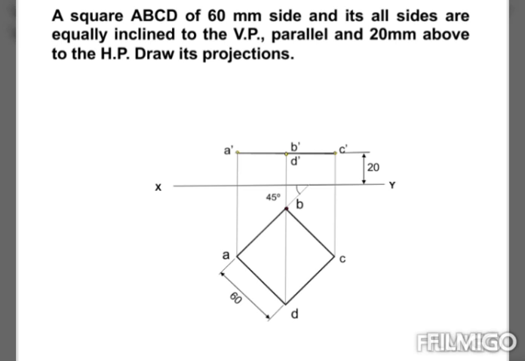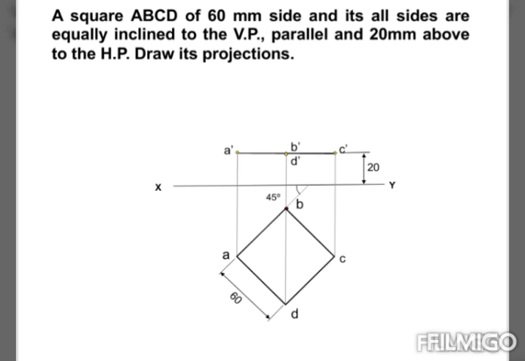the plane will be seen as a square with all its sides equally inclined to reference line. It means each side will be drawn inclined at 45 degree. So we'll draw a square ABCD with its side 60 mm and all its sides will be drawn inclined at 45 degree to the reference line.